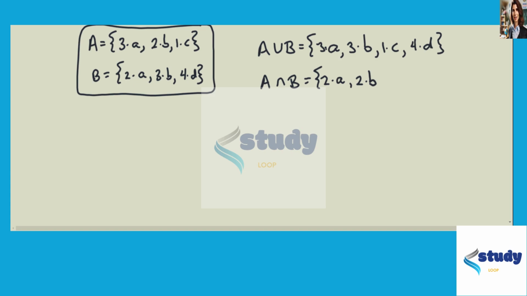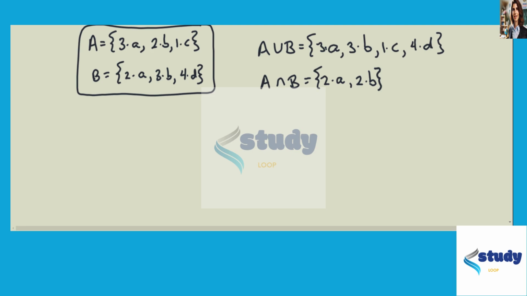Only set A has a C. That is not in common. It will not be in the intersection. Set B has D's, but only set B. That is not something they have in common. That will not be in our intersection either. So our intersection includes 2 A's and 2 B's.